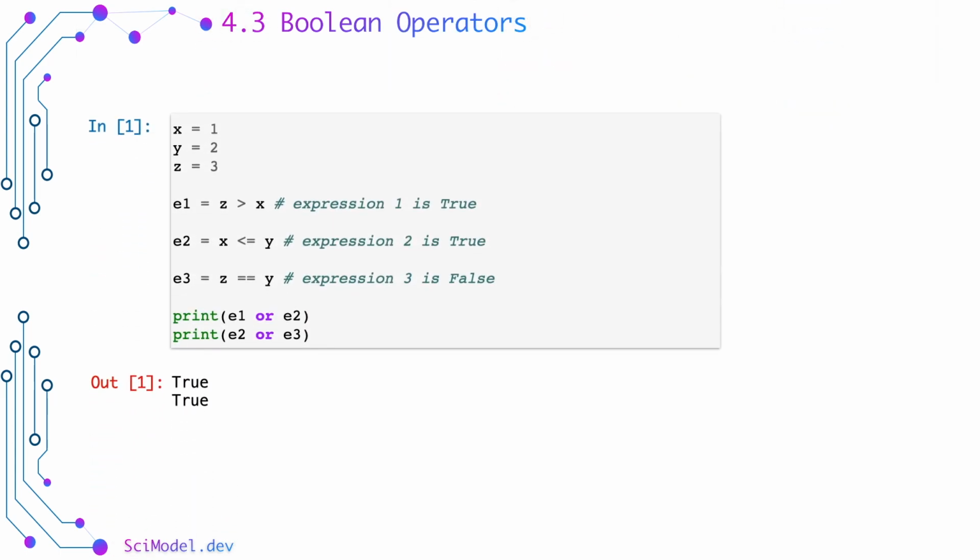Going back to our same example, we have expressions 1 and 2 to be true, and expression 3 is false. Therefore, e1 or e2 expression will yield true since at least one of the input arguments to this expression is true. The same goes for expression e2 or e3.